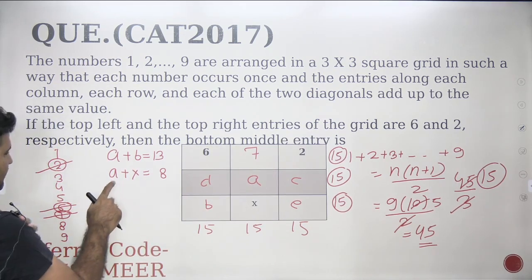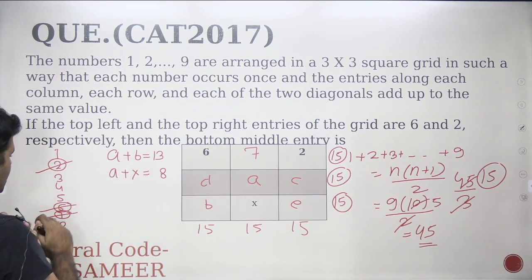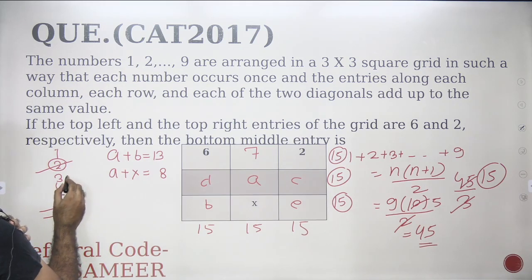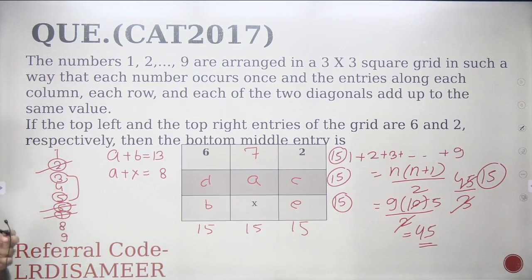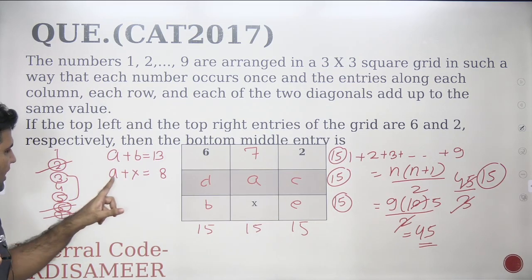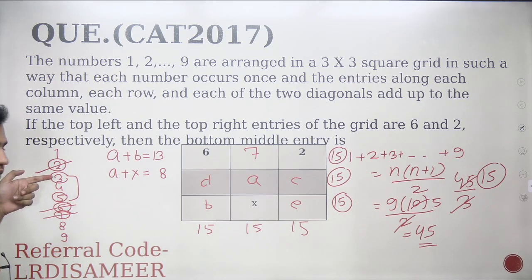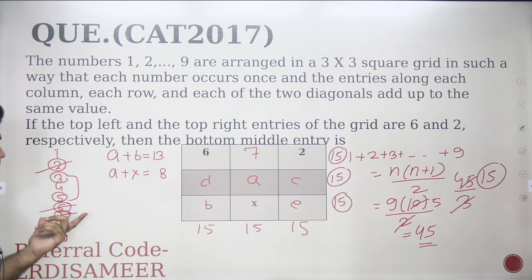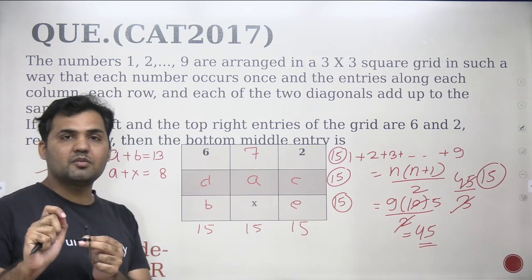Now you see that I need the summation of these two values to be equal to 8. The combination possible is 3 plus 5. This is the only possible combination. No other combination is possible. A plus X needs to be 8. For two different numbers, 3 and 5 is the only possible combination. I cannot take 1 and 8, right? 1 and 8 is 9. 4 plus 4 is not possible because we are not supposed to use one number twice. So 3 plus 5 is the only possible combination.